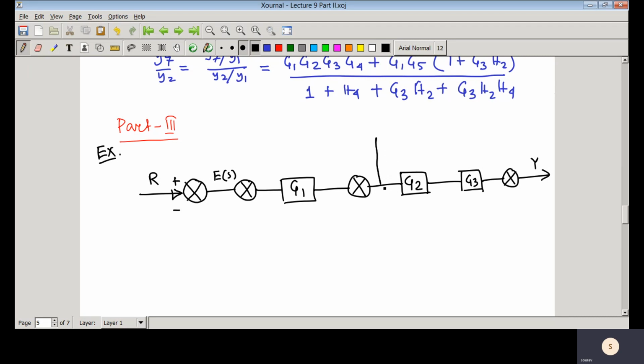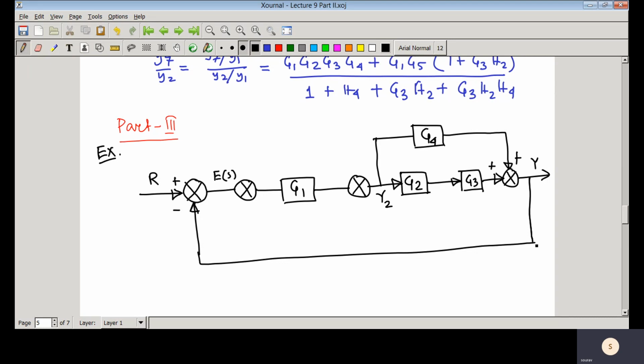And here you have one variable, that is Y2. So this is the feed forward path, G4. Here you have that summer, this is plus, this is also plus, and then we'll close this loop. Here you have the feedback path, and here you have another feedback path, that is H2.